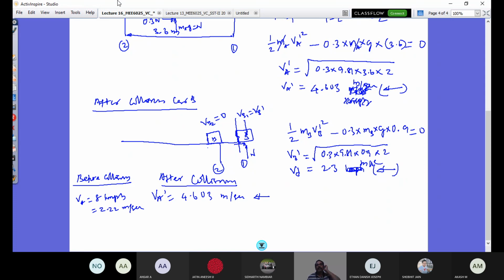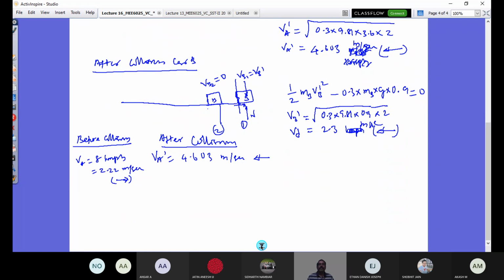Is that correct? So kilometers per hour, how do I change it? A kilometer would become 1,000 meter per 3,600 seconds. So dividing 8 by 3.6, I get 2.22 meter per second, which is the velocity of V_A. So the direction of A is in this direction, right? Whereas V_A dash is in this direction. So the direction of car A changes after the collision.